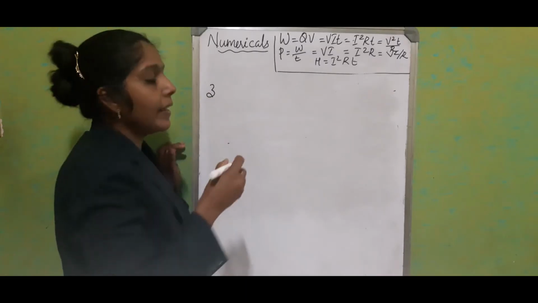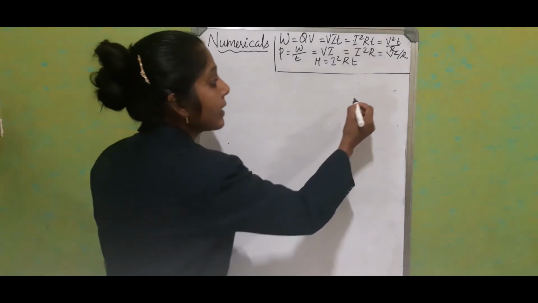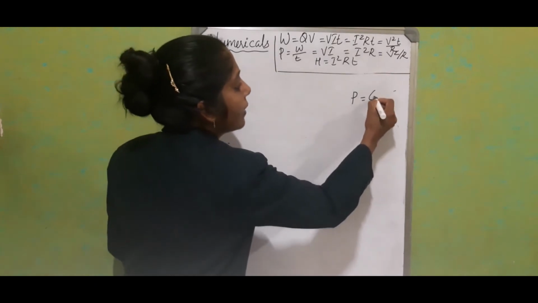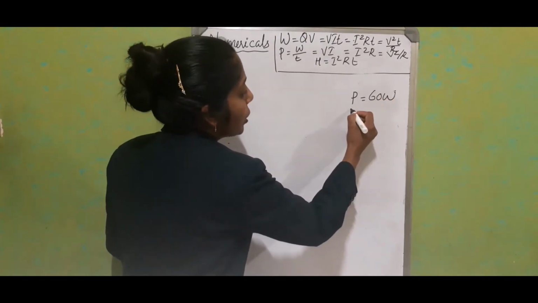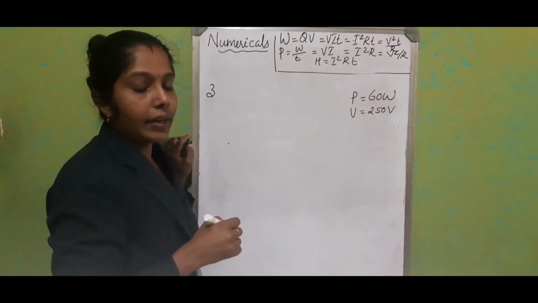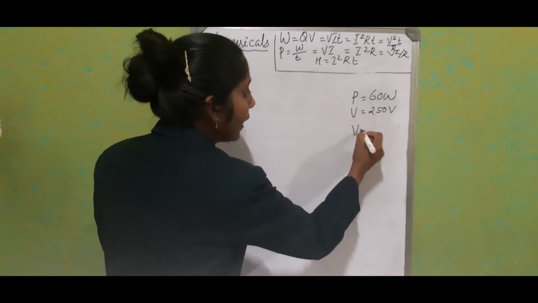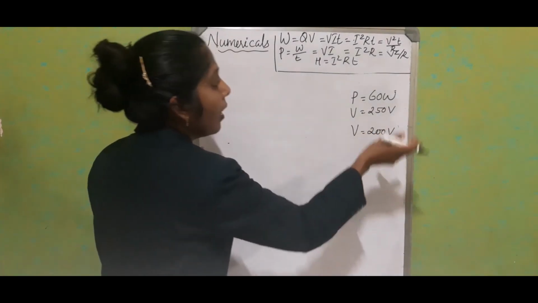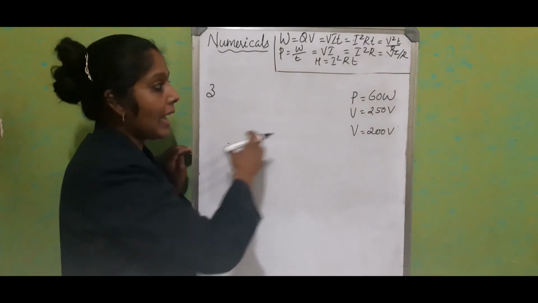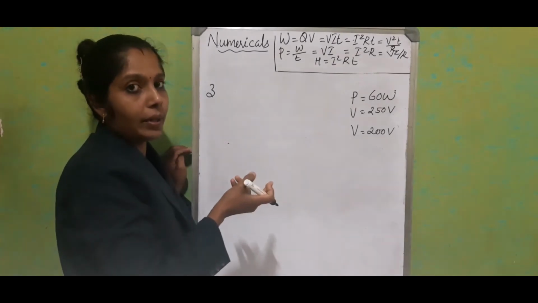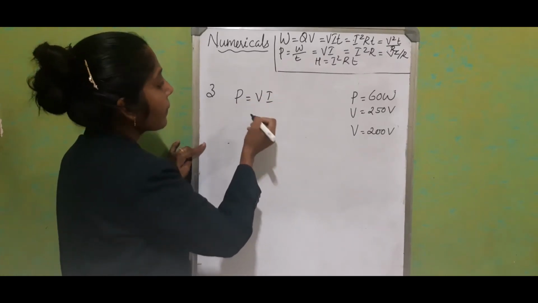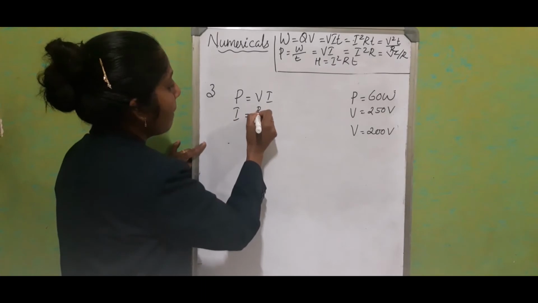In the third question, it is given that a bulb is rated 60 watts, which means the power is 60 watts, and it was working at 250 volt. These are the data given. We have to find out, if the voltage falls to 200 volt, how the power varies. First we will find out the current in the first condition, then we will find out the power. We will use the equation P is equal to V into I, or I is equal to P by V.